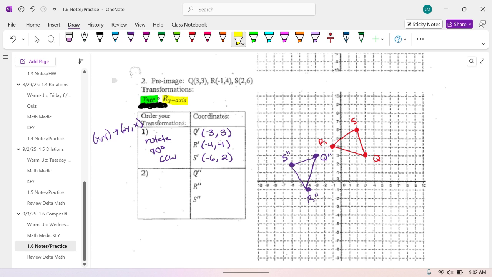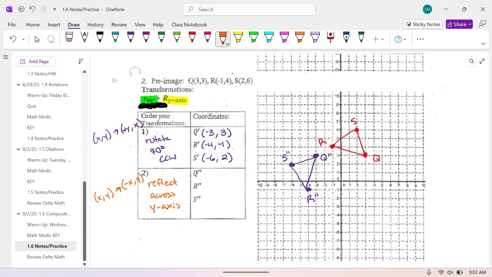Your second transformation is what? Right. So reflect across what? Across the y-axis. So if we start with x, y, what happens? Right. The x values change. So negative x, y. So the y value stays the same. It's just the x value sign that changes.